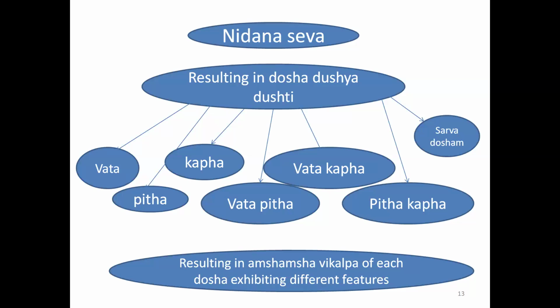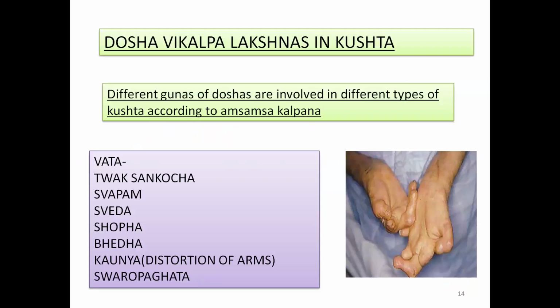See, nidana sevana resulting in dosha dushti: vata, pitta, kapha, vata-pitta, vata-kapha, pitta-kapha, and sarva dosha, resulting in amshamsa vikalpa of each dosha, exhibiting different features. So, for example, we can see dosha vikalpa lakshanas in kushta. See here, different gunas of doshas are involved in different types of kushta according to amshamsa kalpana.